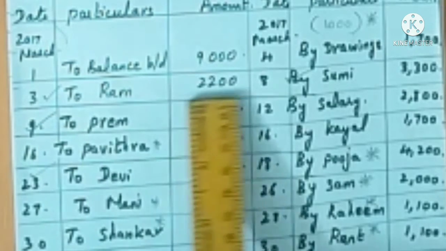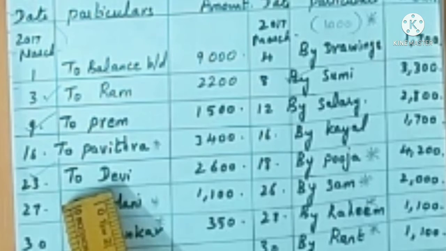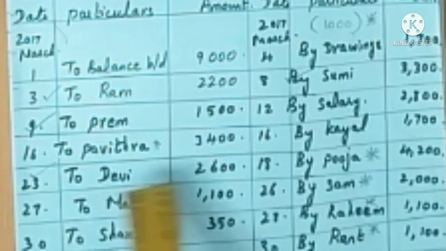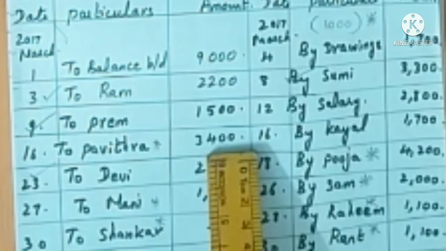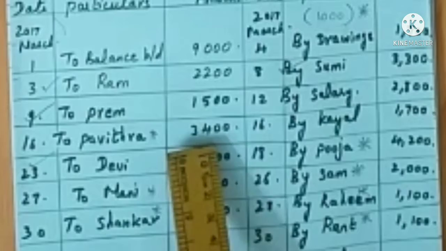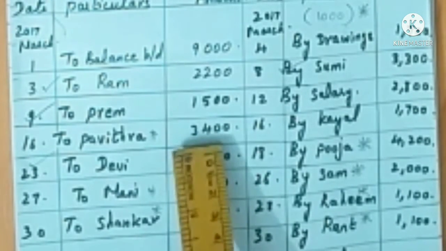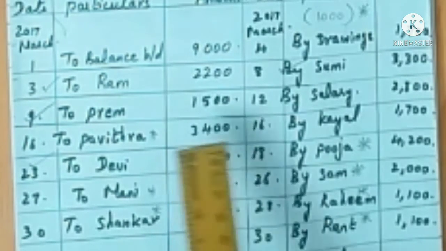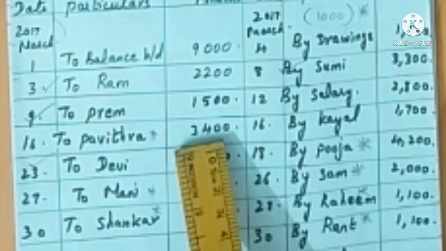This one, to Ram 2200, to Prem 1500, all these are recorded in the cash book and passbook. To Devi, this is also recorded in both the books. But to Pavitra 3500, to Money 1100, to Sankar 350, it is not recorded in the passbook. To Pavitra 3500 is shown on the debit side of the cash book. That means what? We have received cash and deposited in bank. So it is first recorded in the cash book but not in the passbook.